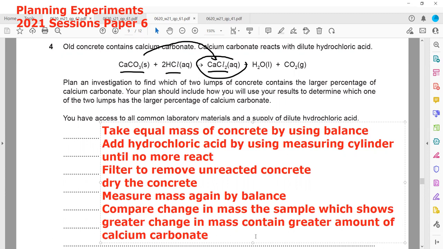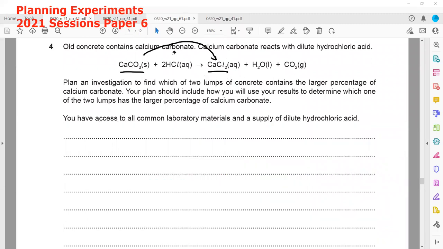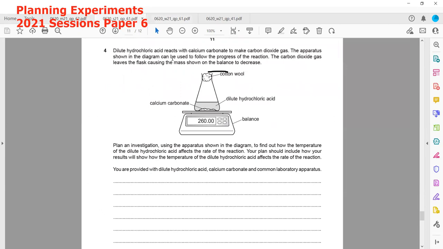So this was the whole experiment. So we are doing the experiments from 2021 sessions. This was one of the papers, and the next paper is from summer. So this is from May, June 2021, paper 6.1, variant 1.